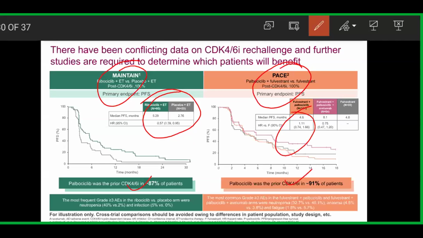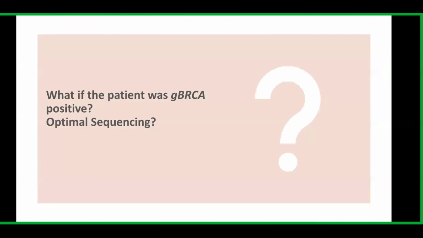When you are using palbociclib again, it's detrimental. But some benefit was there when you add immunotherapy to that. But these are all just some, not robust enough to practice in routine practice. So what if the patient has a germline BRCA? I have already told you that this patient is negative for germline BRCA. Otherwise, maybe at present we would give her adjuvant olaparib.